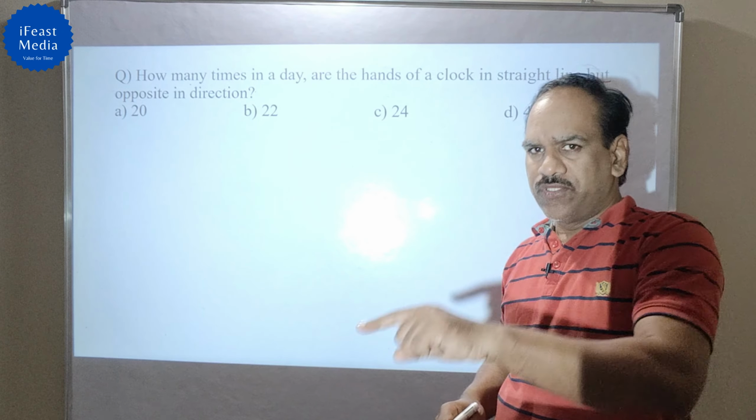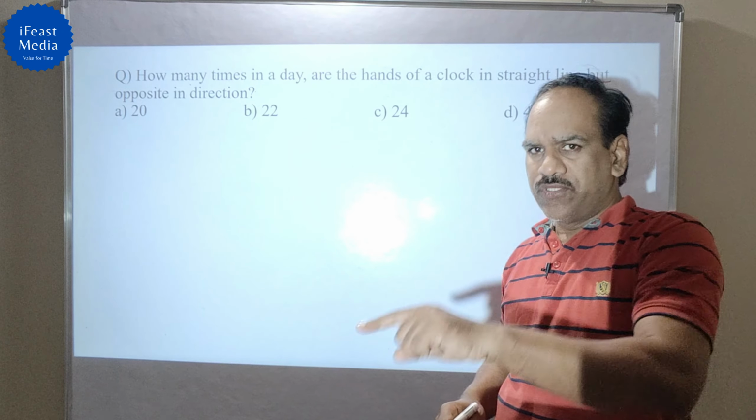So what is the formula? Theta equal to mod of 30h minus 11m by 2. It is mod of 30 into 3 minus 11 by 2 into 25. It is mod of 90 minus 275 by 2. It is 180 minus 275 by 2, which is mod of minus 95 by 2. Of course, modulus is there, so it is 95 by 2, which is 47.5 degrees. So the angle is 47.5 degrees between the hands of the clock.